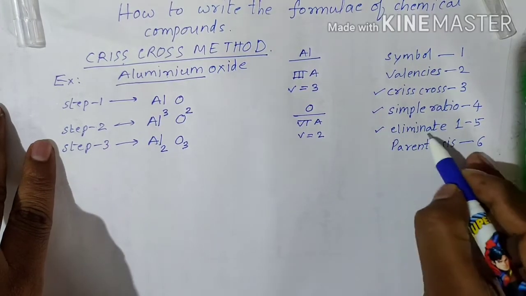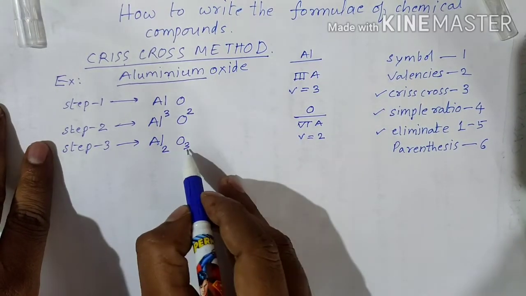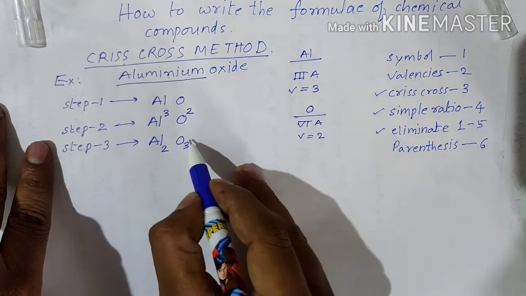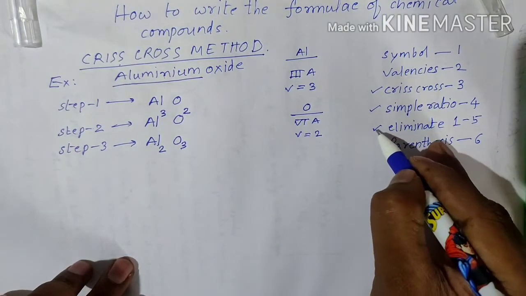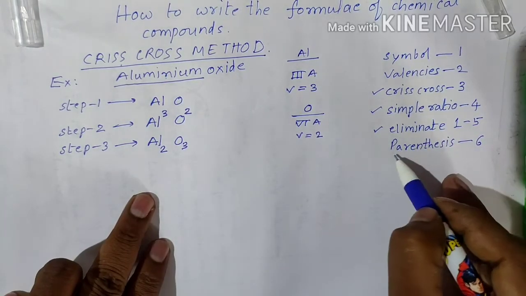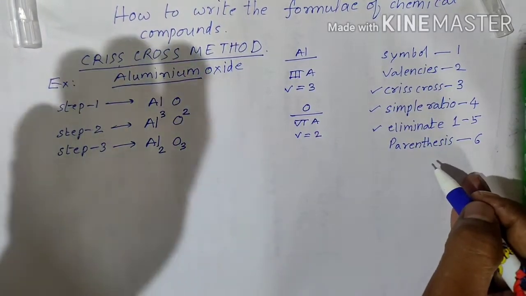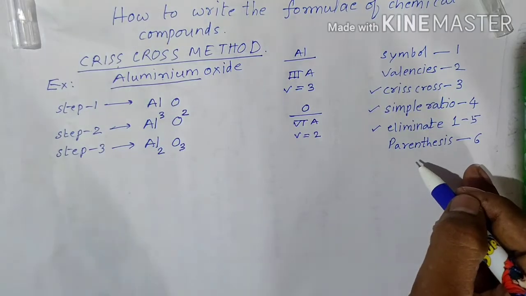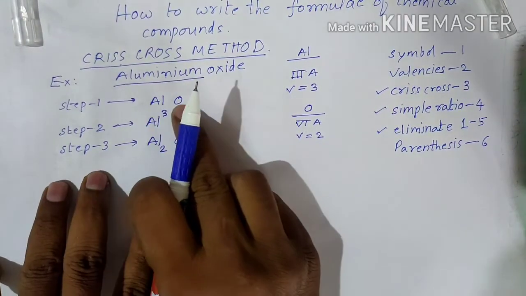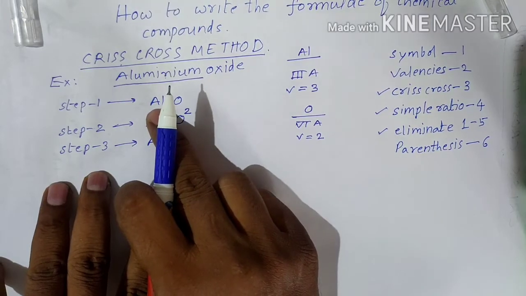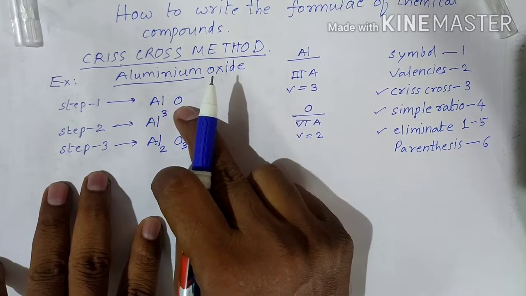So what is the fifth step? Elimination of 1. Since there is no 1 here, we have 2, here we have 3, but we don't have any 1. So this step is not applicable. And the last one is parenthesis, the sixth step. This parenthesis is only used for polyatomic ions. Here we have only 2 constituents. Aluminum is not a polyatomic ion, and the second constituent is oxygen.